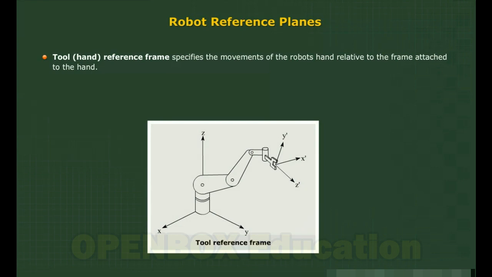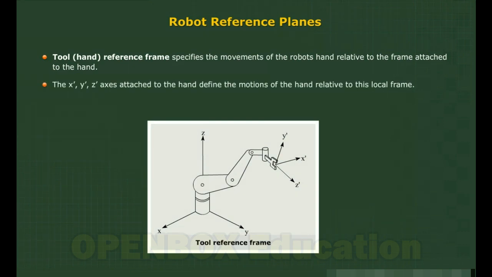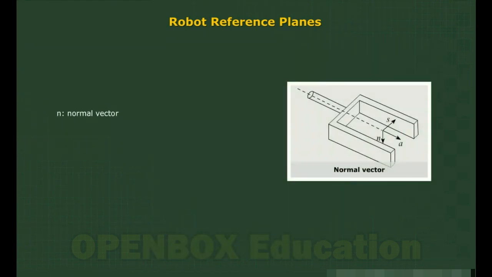Tool or hand reference frame specifies the movements of the robot's hand relative to the frame attached to the hand. The X-Y-Z axis attached to the hand define the motions of the hand relative to this local frame. All joints of the robot move simultaneously. N is normal vector, S is sliding vector, A is approach vector, normal to the tool mounting plate.